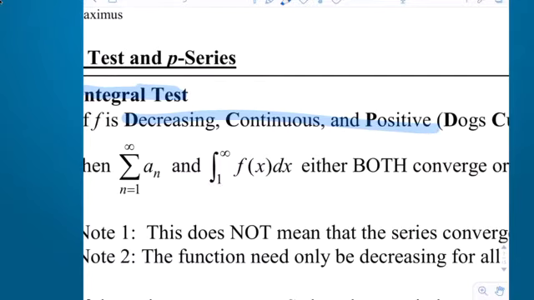If f, the function, is a decreasing, continuous, and positive function. Decreasing means that after some point, the terms get smaller and smaller. It doesn't have to be monotonic decreasing forever. It just, after some point, the terms have to get smaller and smaller. The function f has to be continuous, and it can't be 0 or negative. So decreasing, continuous, and positive.